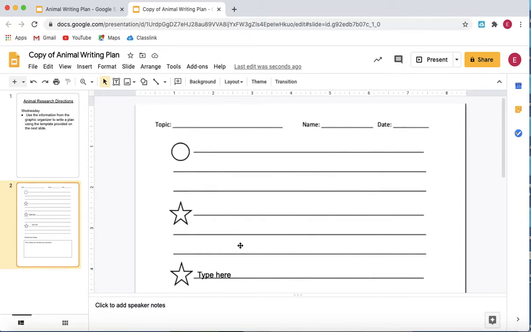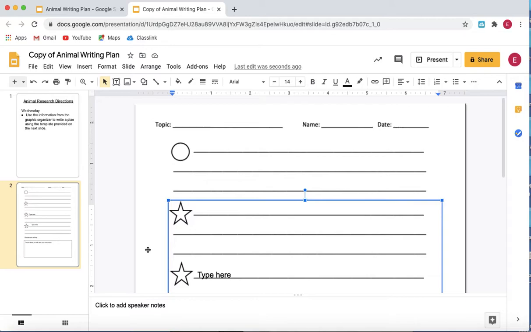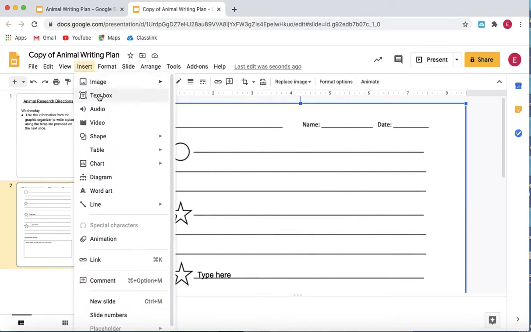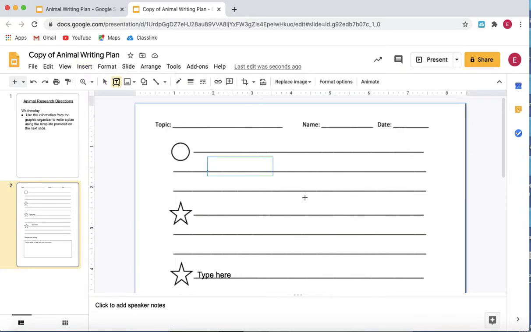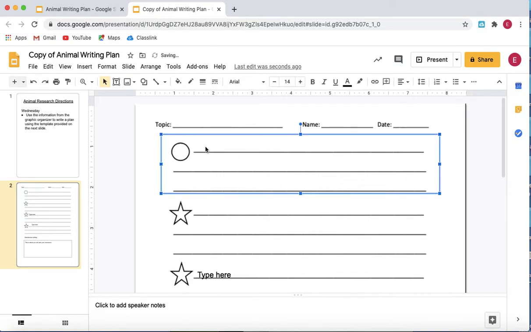So I did my research on elephants, and so I want to start with my topic sentence. And really quick before I begin, if you ever need to insert a text box because you lost yours, or for some reason you're not able to type in the text box, all you have to do is come up here to insert and then insert a text box, and then you'd be able to write or to type. So pretty simple there, just in case you lose your text box.